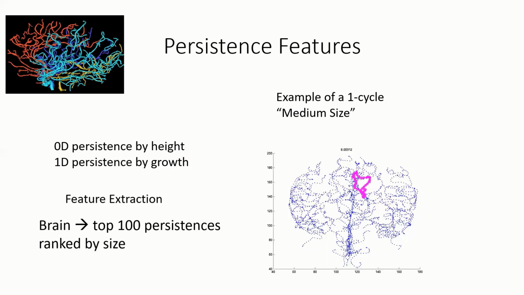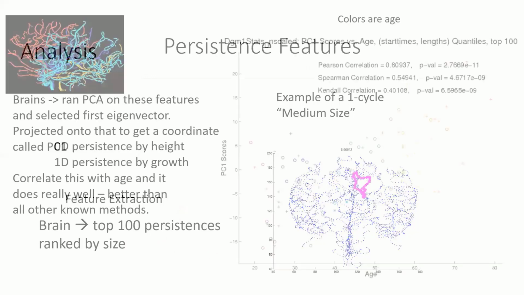So what they do then is go through the process of feature extraction. From each brain, they take the top 100 features which are more persistent. And this is just ranked by size. So this is what I meant by hand-picking the features that you would like to use, right? It's not that the algorithm is learning what features one wants to extract from each persistence diagram, but rather that the data scientist decides that certain features are important.